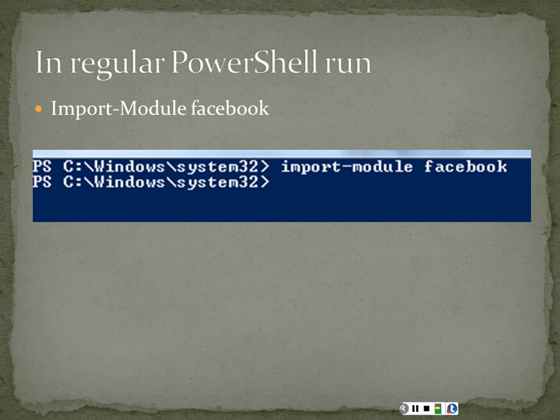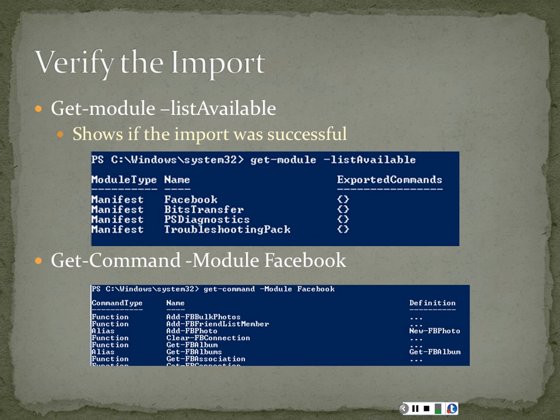If it didn't work, it will give you this big, huge, oh my God, red text of death and everything else, right? Now, there's ways to verify the import. This is also really important because you don't get feedback that the import was successful. You just know if it failed. So what you can do is say Get-Module -ListAvailable, and it will tell you all the modules that are installed in your PowerShell, right?